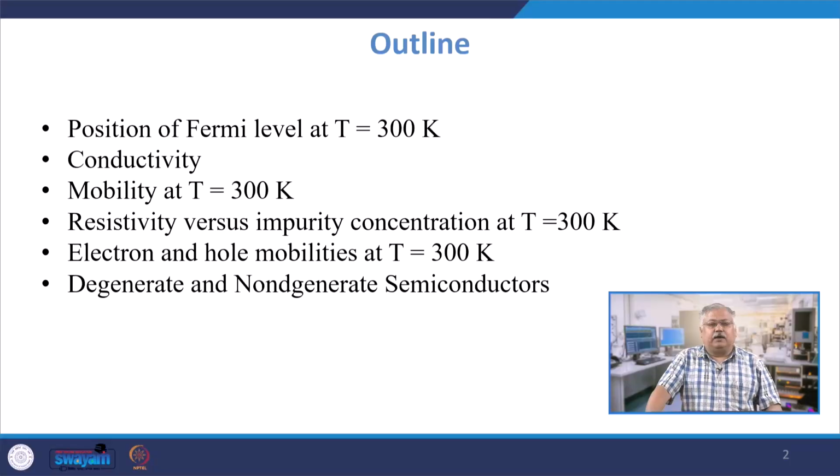So, the outline of the talk is we will first have a look at how we define the Fermi level position at room temperature. We will also look into what is defined as conductivity, and then what is defined as mobility of the free charge carriers, which are electrons and holes, at 300 Kelvin. We will then study the variations of resistivity with impurity concentration, and electron hole mobility at 300 Kelvin, and then we will finally end up with degenerate and non-degenerate semiconductors.